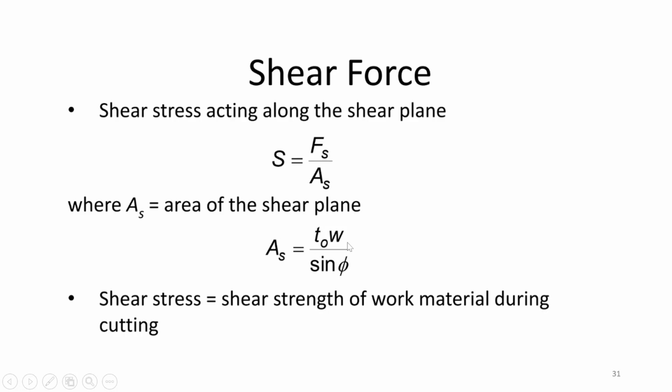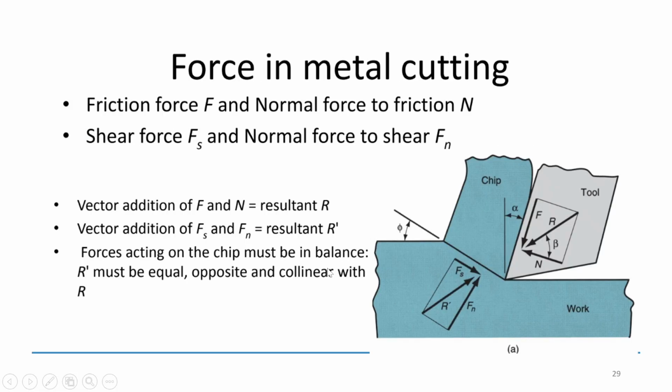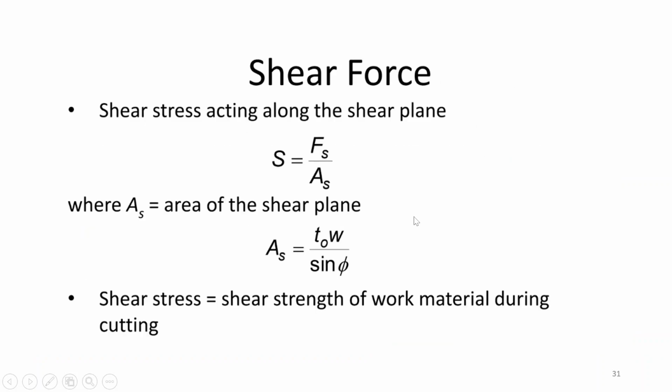This area can be given as the thickness times the width divided by sine phi. Phi is the shear angle. Okay, so shear stress should be equal to the shear strength of the work material during cutting. So for the material to be cut, you require shear stress which should be equal to the shear strength of the work material.